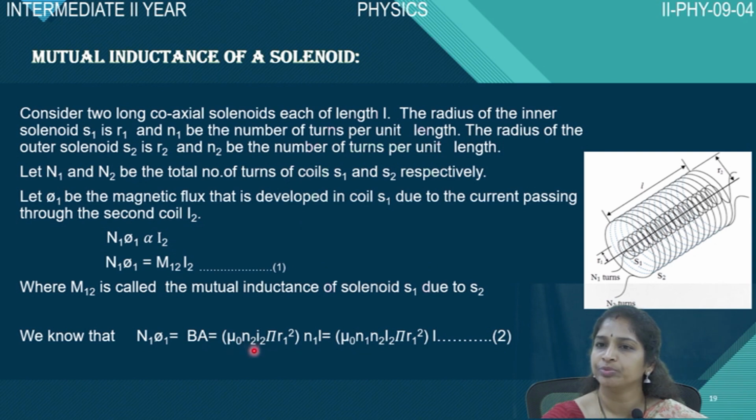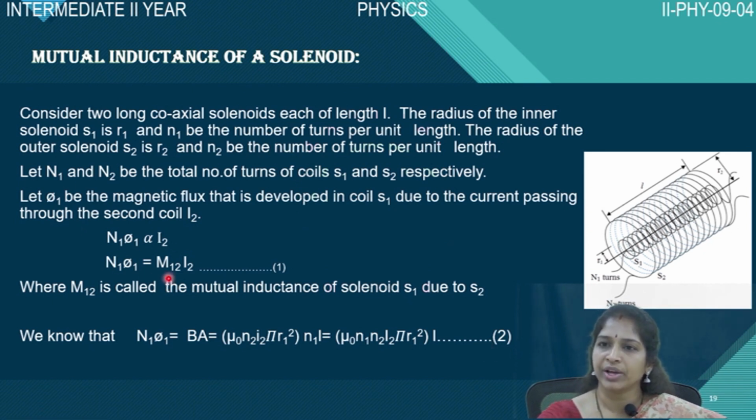Why mu naught n2 I2? Because flux is generated due to the current passing through the second solenoid. That is why the magnetic field is mu naught n2 I2. Area is pi r square. Area of the solenoid is pi R1 square into N1. N1 is the total number of turns in the first solenoid, and that equals the number of turns per unit length into L. So we get mu naught n2 I2 pi R1 square n1 L. On simplifying, we get mu naught n1 n2 I2 pi R1 square L. Consider this as equation number 2.